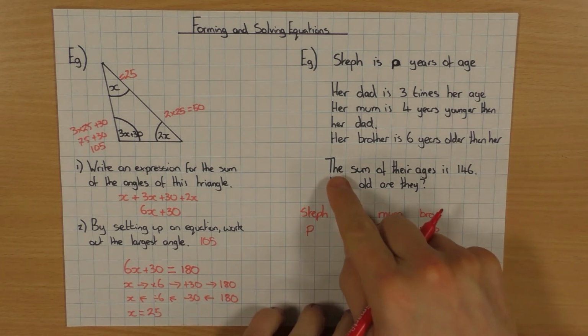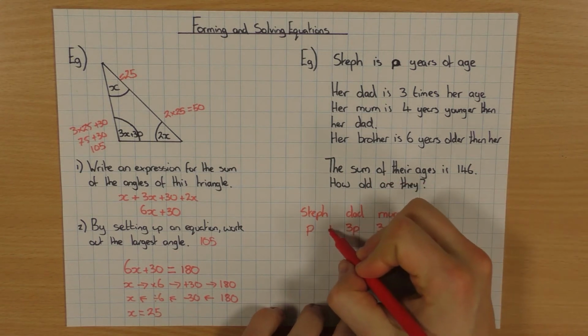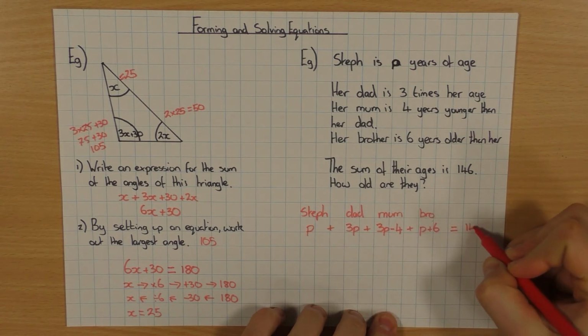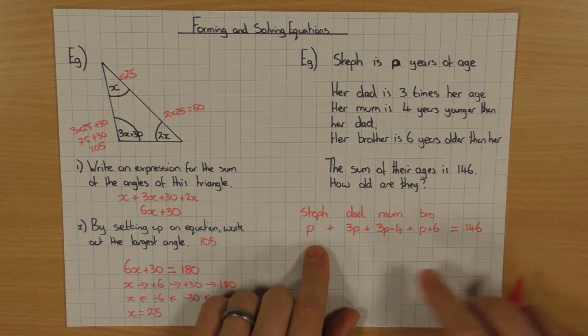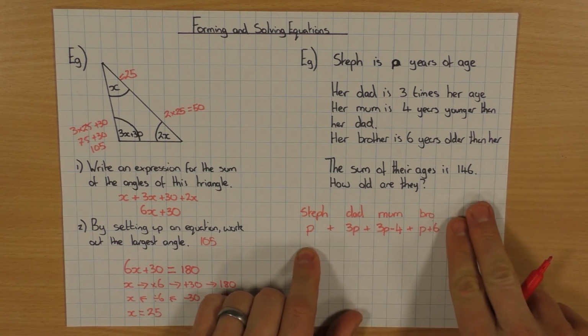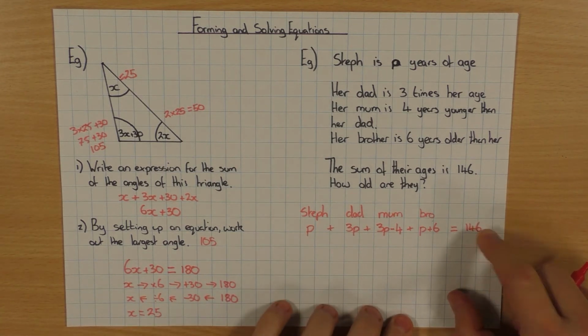Now, the information given to us, it says the sum. So again, when I add all their ages together, I get 146. So if I add all of these together, I should have 146. So here's my equation. Here's the expression for the ages, add them all together, and it equals this. So as soon as you have the equals, you can then start to solve it.